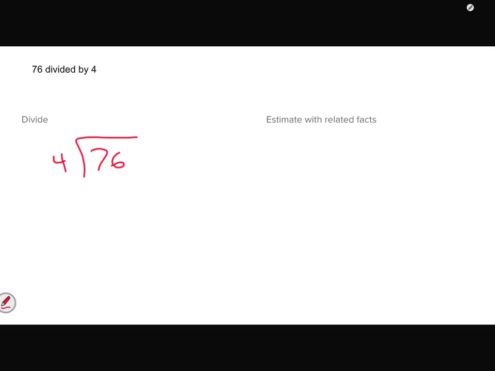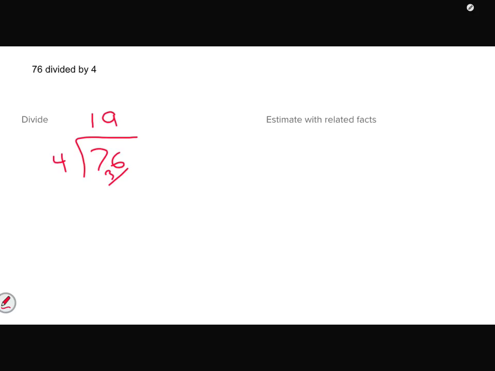Okay, let's try 76 divided by 4. Again, I'm just going to do the really short way just to check. I know that 4 times 1 is 4, 4 times 2 is 8, so I only know 4 can go into 7 one time. If I've given away 4 and I'm trying to get to 7, I have 3 left over, and then I have 36 ones. And I know that 4 times 8 is 32, 4 times 9 is 36, so my answer is 19.